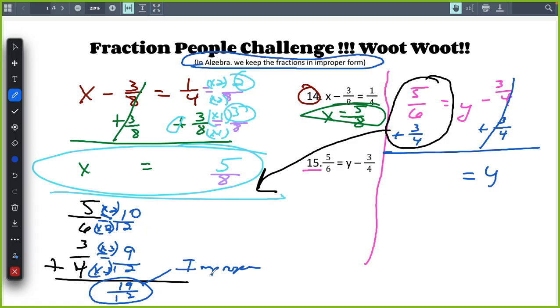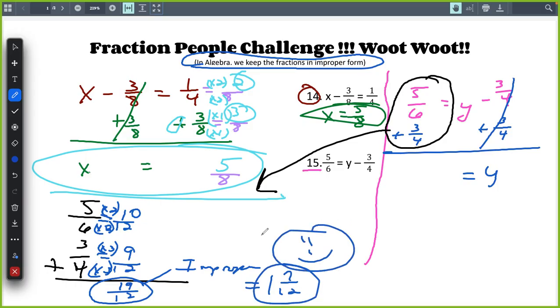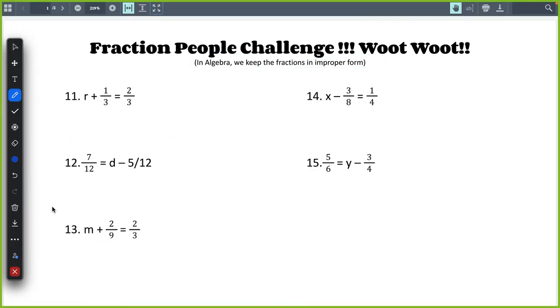But in this case, in algebra, we keep fractions in the improper form. So I'm going to keep it here. It's okay if you said this equals 1 and what is this? 7/12. That's okay too. But you'll see why when we start graphing that they really just want to keep it like this a lot of the time for algebra. Not necessarily for the high set, but for algebra, we do keep it in improper form when we're graphing.